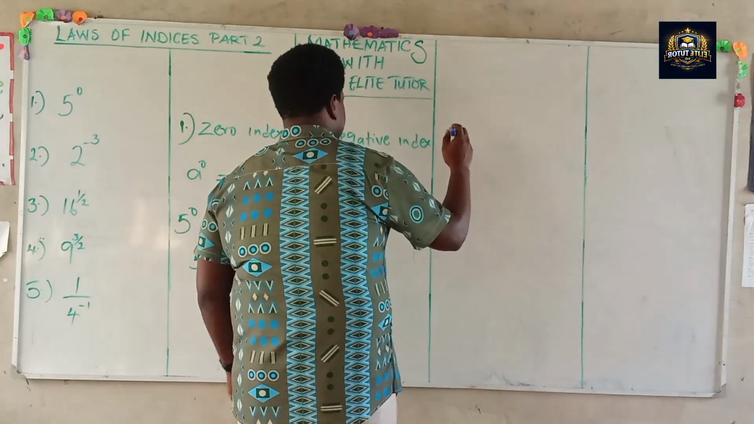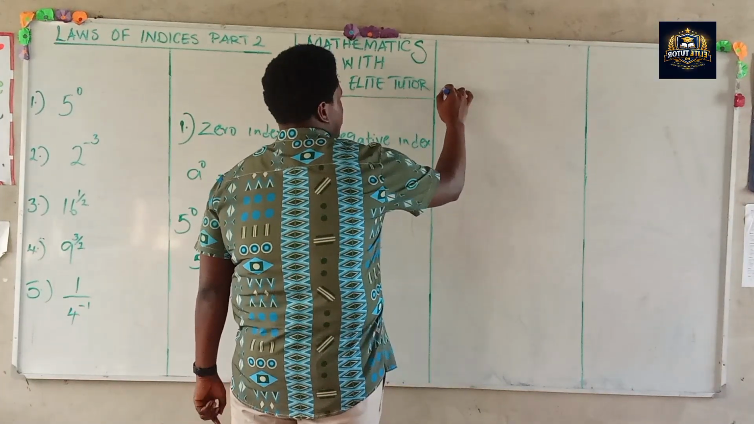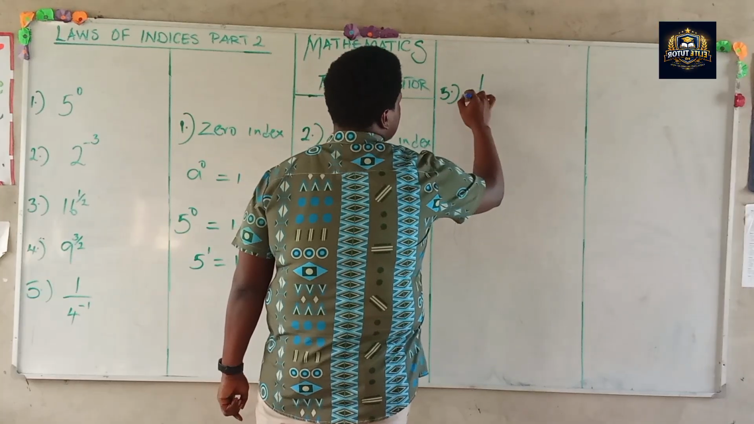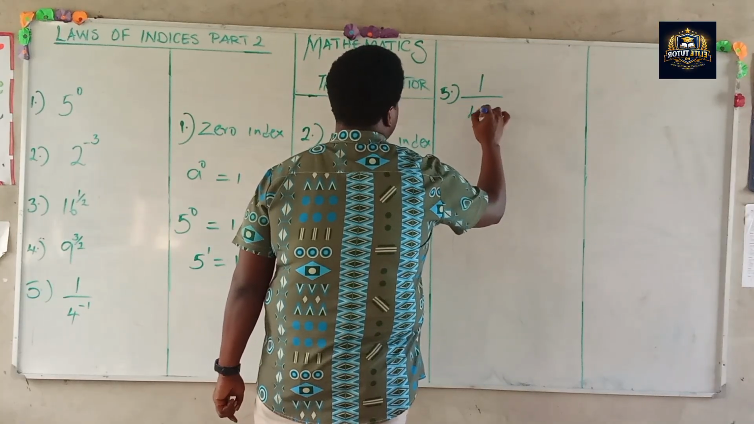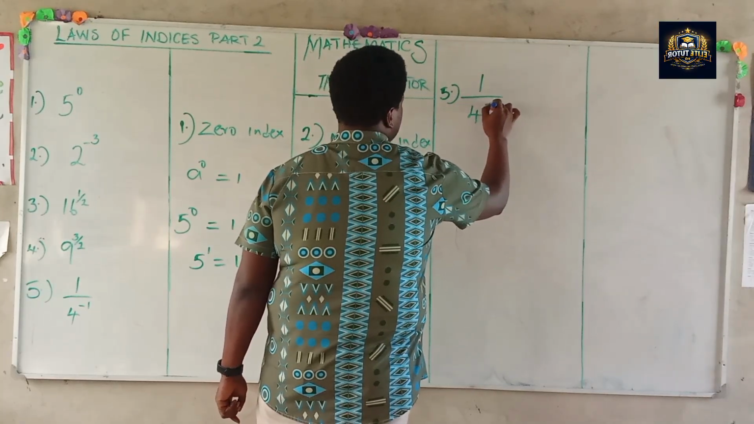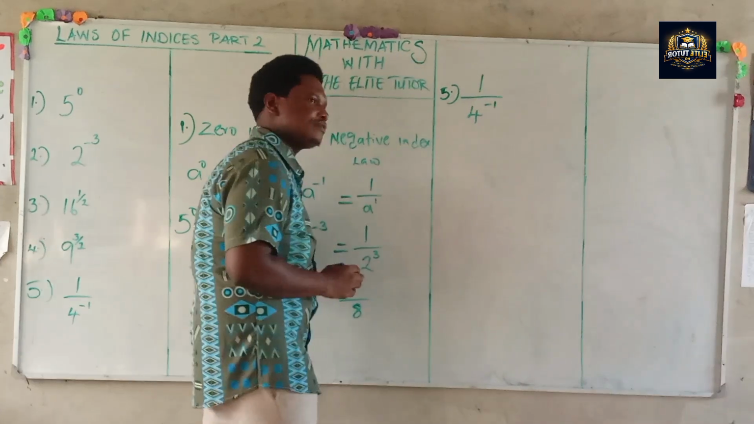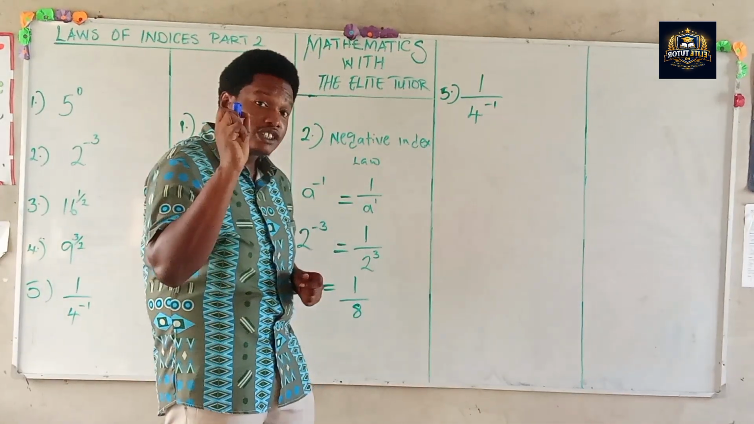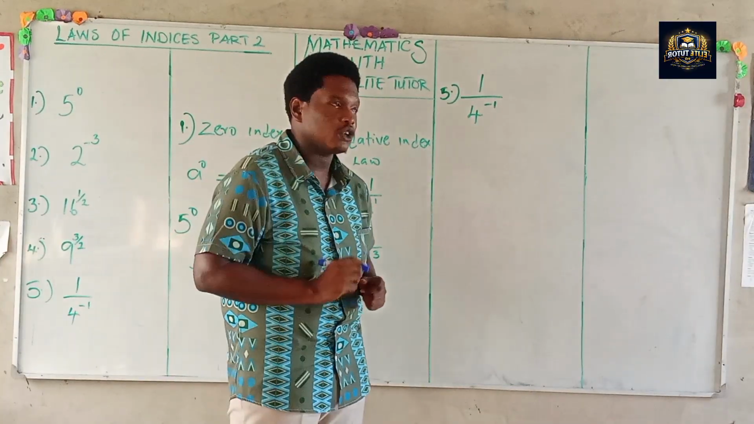So we have, for example, 1 over 4 raised to the power negative 1. How do we attempt such questions? Now you're going to take this question step by step, and I want you to follow closely.